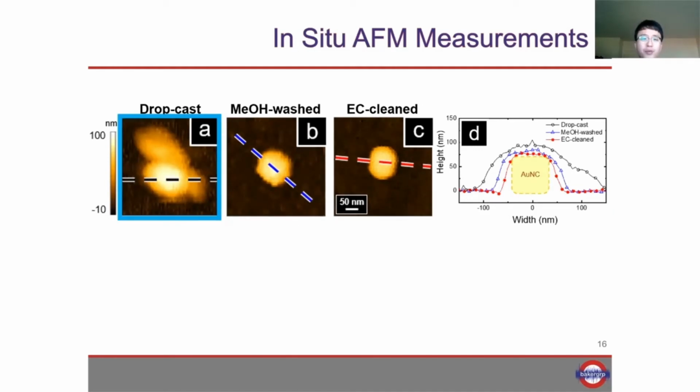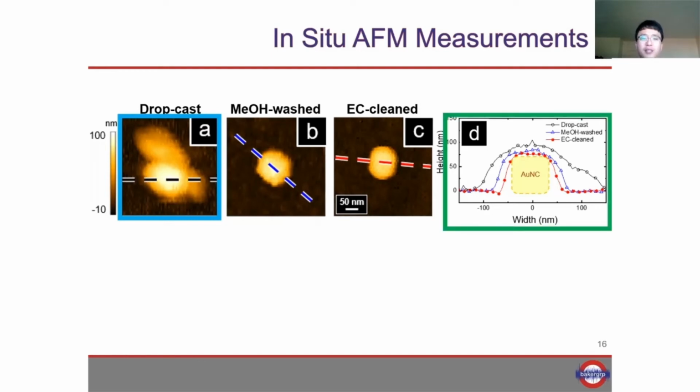So in drop cast gold nanocubes, we can recognize a significant amount of CTAB ligands adhered on the gold nanocube compared to figure B and C. In figure D, with a cartoon of a 77.5 nanometer edge length gold nanocube located at the center, it is clearly shown that the CTAB amount adsorbed on the gold nanocubes decreased in the progress of the ligand removal method. So this result is in good agreement with the in situ SEM result in the previous slide.